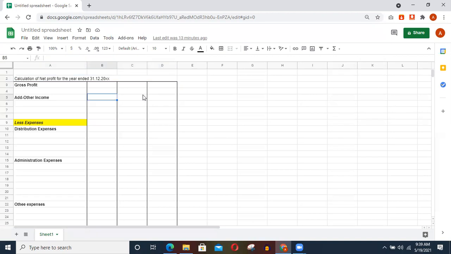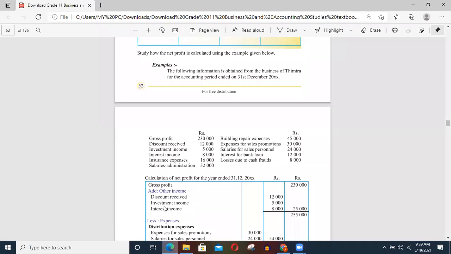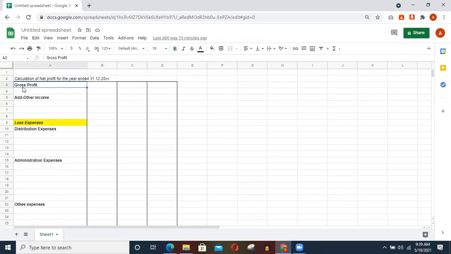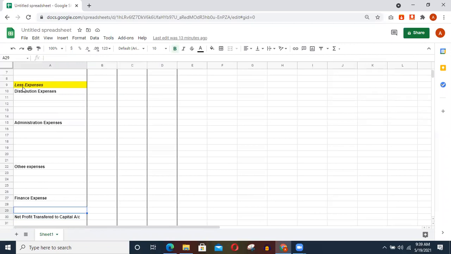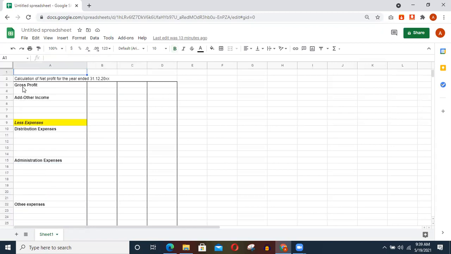Okay. So over here, since you are dealing with expenses, once again you have three columns. And before we look at the first item, make sure that you write the topic so it will be easy for you. So, gross profit, and leave around one line, other income, leave around 3 to 4 lines here if possible. Then less expenses, and you mention distribution expense as the first one, administration as the second one, other expense as the third one, and finance expense as the fourth one, and leave some lines and finally write net profit that is transferred to the capital account. Okay, so this is the format that you have to follow over here.